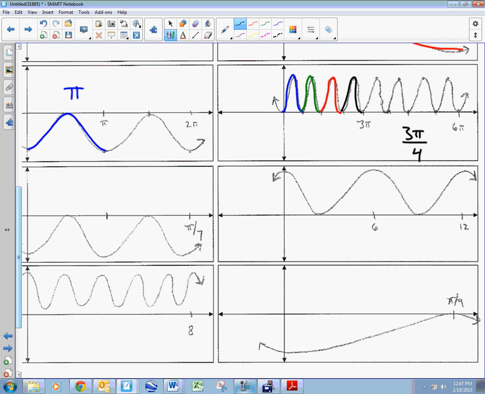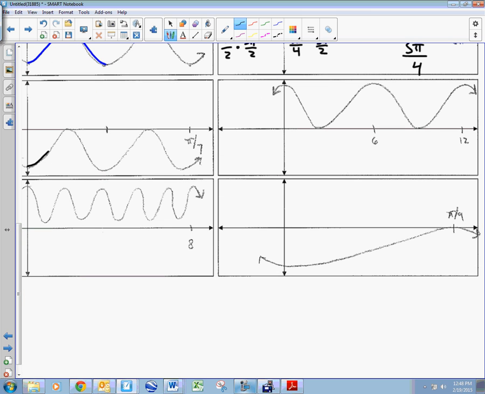Now, watch this. When I did the problem originally, that's not what I did. Here's what I did. I looked at halfway in between. What's half of 3 pi? Or 3 pi over 2. Well, what's half of 3 pi over 2? 3 pi over 4. Right? Half of 3 pi over 2 is 3 pi over 4. So you can see that, if you just make the tick marks, you can find it as well.